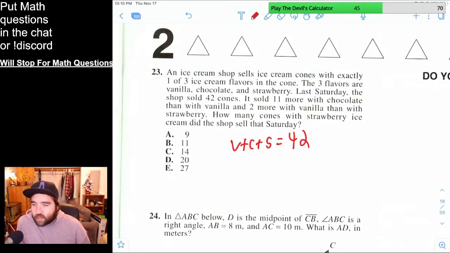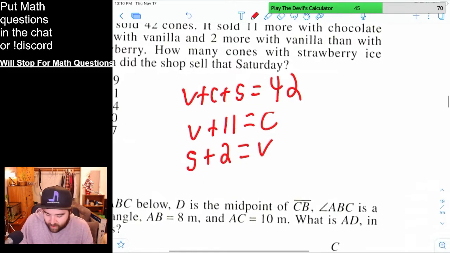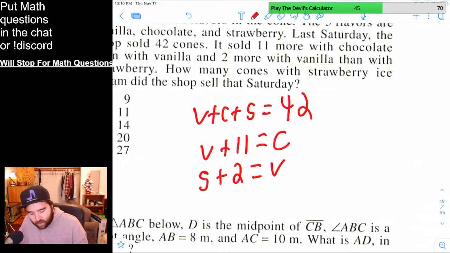So it sold 11 more with chocolate than with vanilla. So if we take vanilla and we add 11, that should get us chocolate. And 2 more with vanilla than with strawberry. So if we take strawberry and we add 2 to it, that gets us our vanilla. And how many cones of strawberry ice cream did they sell? So we want it all in terms of S, actually. So here's what I would do: I would substitute. So S plus 2 plus 11 equals C. So S plus 13 equals C.